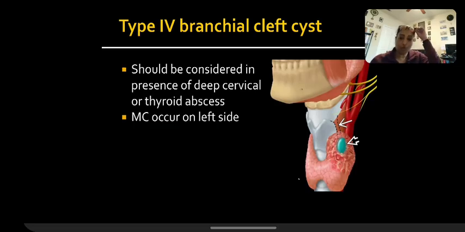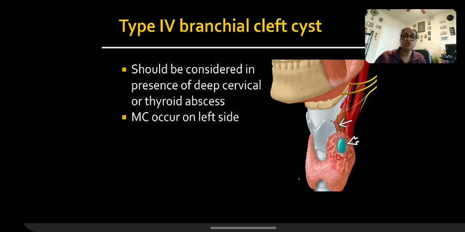Now we'll come to the type 4 branchial cleft cyst. So any patient who presents with a deep neck abscess or a thyroid or perithyroid abscess, you have to think of a type 4 branchial cleft cyst. And it is more common on the left side. Nobody knows the reason why, but they see it more commonly on the left side. But I've seen a couple of cases on the right side too, but like they mentioned in the literature, it's more common on the left side.